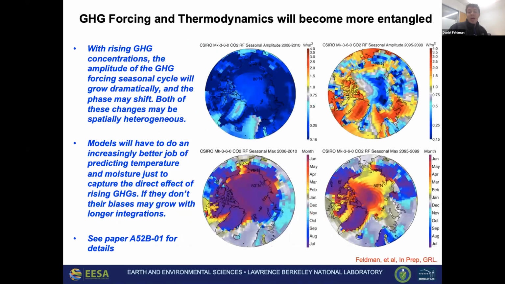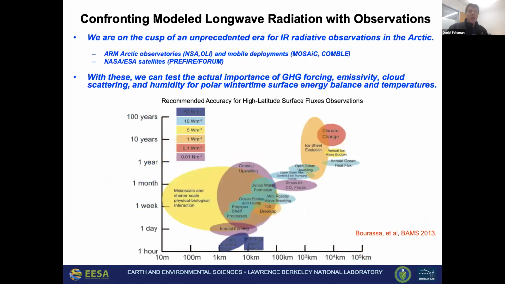And the reason this matters is because in the future, this phasing of the radiative forcing might actually change. With rising greenhouse gas concentrations, the amplitude of the seasonal cycle will grow quite dramatically, and also the phase might change. And what this means is models are going to have to do an increasingly better job at predicting temperature and moisture just to capture the direct effect of rising greenhouse gases. And if they don't, their biases are going to grow with longer integration. So please see the presentation for more details.